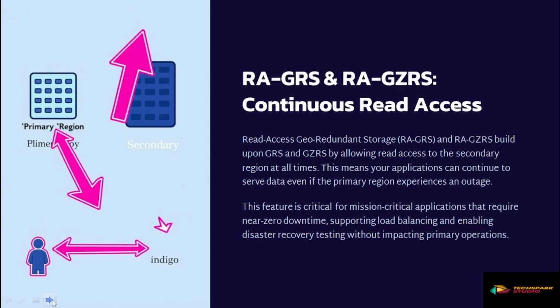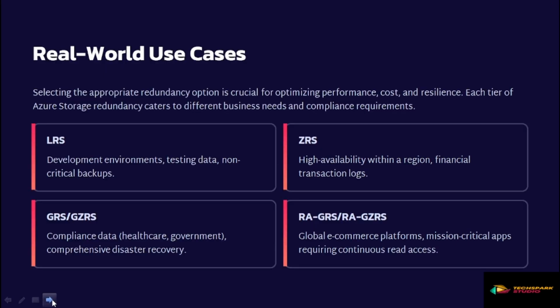It also supports load balancing across regions and allows you to do disaster recovery testing without disrupting your primary systems. In simple terms, RA-GRS and RA-GZRS give you the strongest protection and keep your data continuously available even during regional outages. Now that we've gone through the different storage redundancy options, let's look at some real-world use cases.